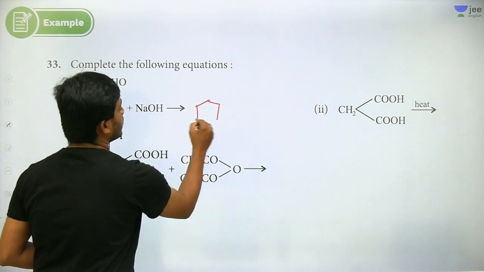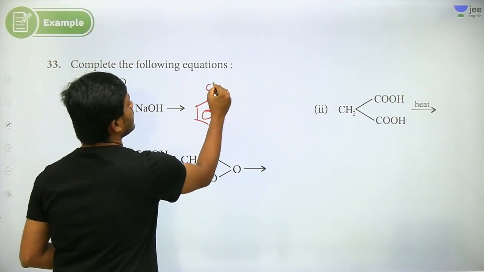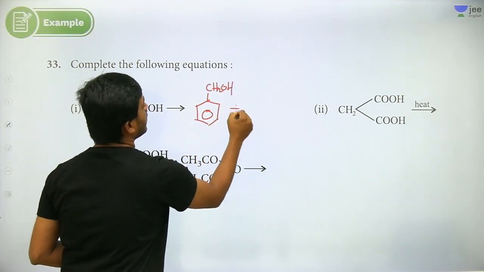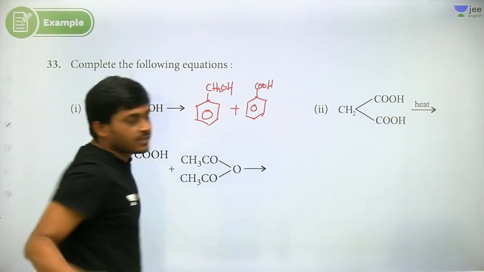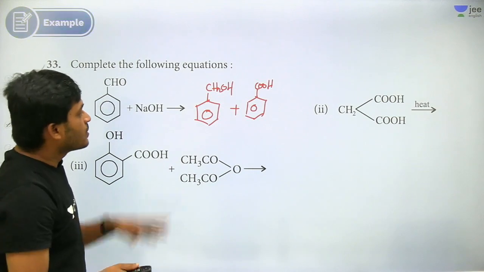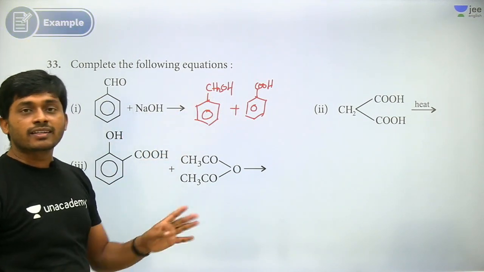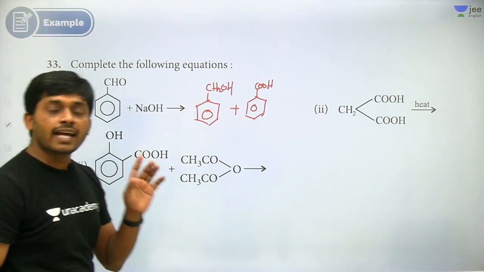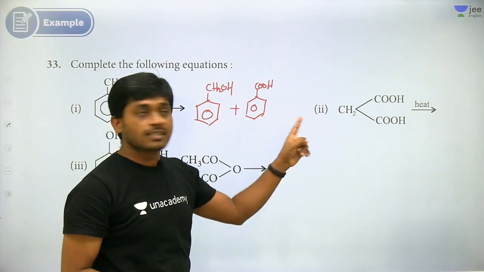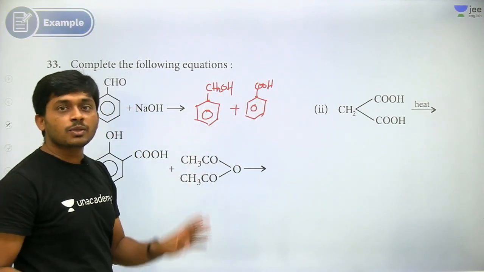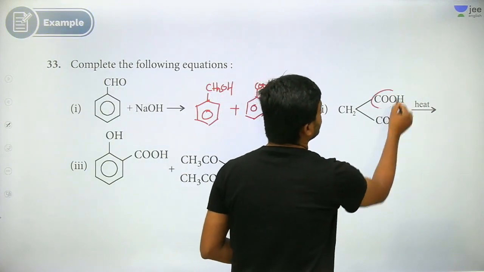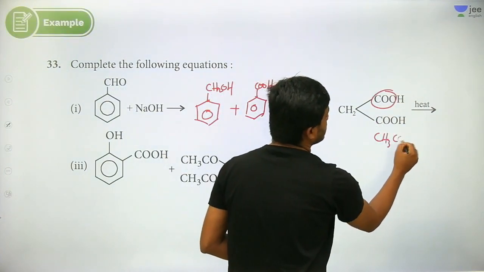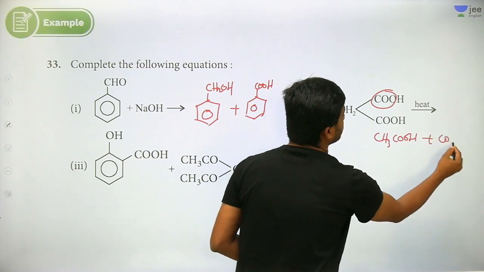See. So what is the formula? CH2OH plus benzoic acid. So 3 marks. So 1, 2, 3. Each product, if you write, it will carry 1 mark. Each bit contains 1 mark. Total 3 marks you will get. So what is the heating here? Heating, just remove CO2, CH3COOH plus CO2.